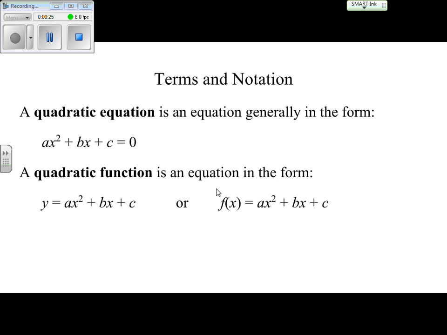Quick reminder that a quadratic function must have an x squared in order to be a quadratic. The a term, or the a coefficient, is usually in front of x squared, b is in front of x, and c is our constant. When we have a quadratic function, we usually use a y equals or an f of x equals, but it still has that characteristic x squared as the largest power of our variable.